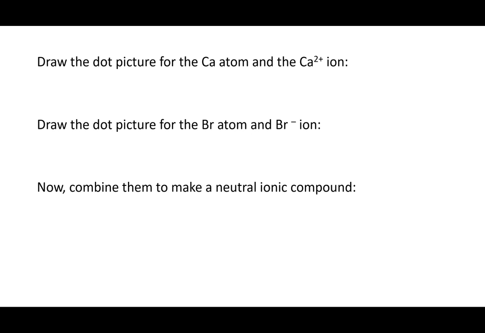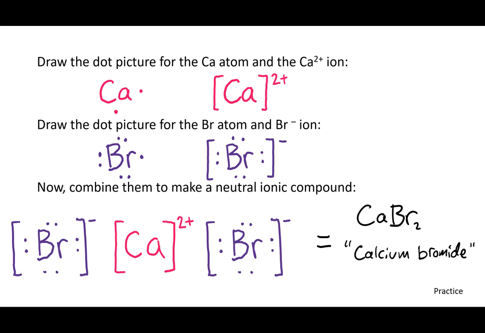Okay, so hopefully you've done that. Let's go ahead and talk about the answer here. So for the calcium atom, as it stands in the periodic table, has 2 valence electrons because it's in group 2. When it loses those 2, it becomes the calcium cation with a 2 plus charge. Likewise, bromine has 7 valence electrons because it's in group 17. It acquires 1 more when it forms an ion. It has a negative charge.